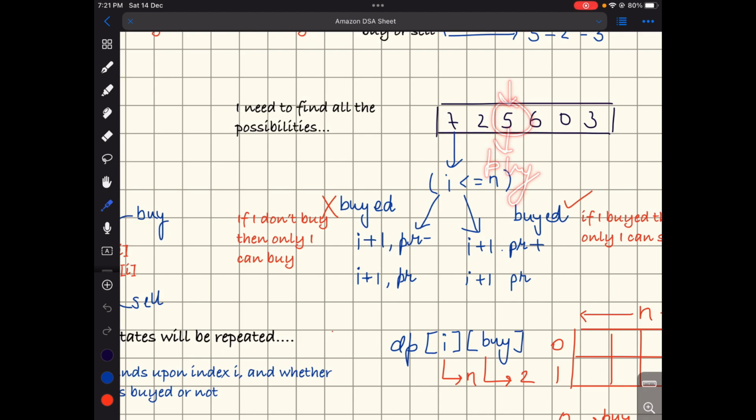If you are buying, then your profit will change, and if you are not buying, then your profit will be different, right? And for each day it will be different. So basically your dynamic programming will depend on two parameters: the current day, that is your I, and whether you have bought any stock or not.